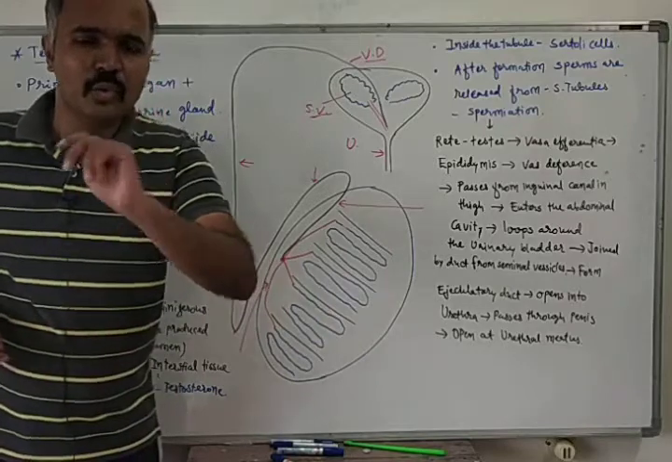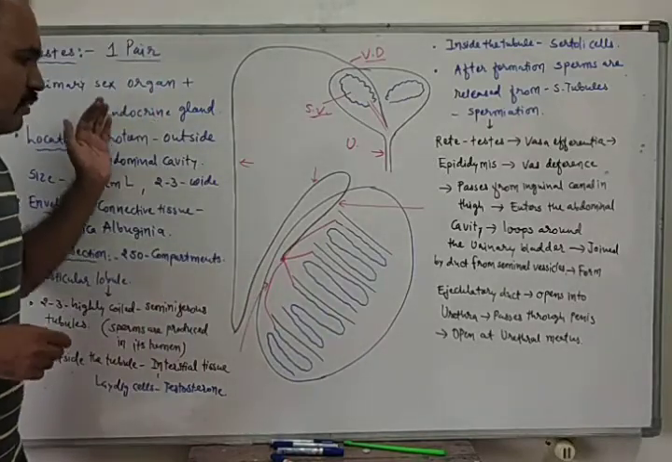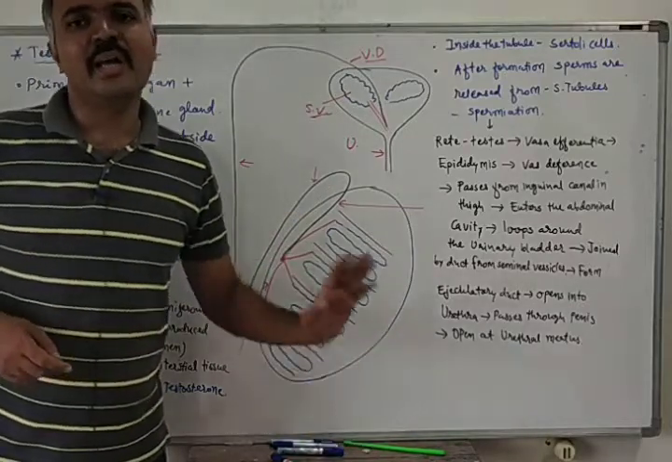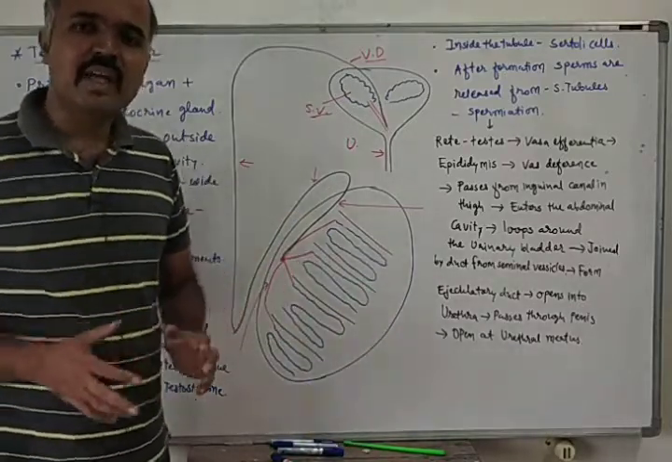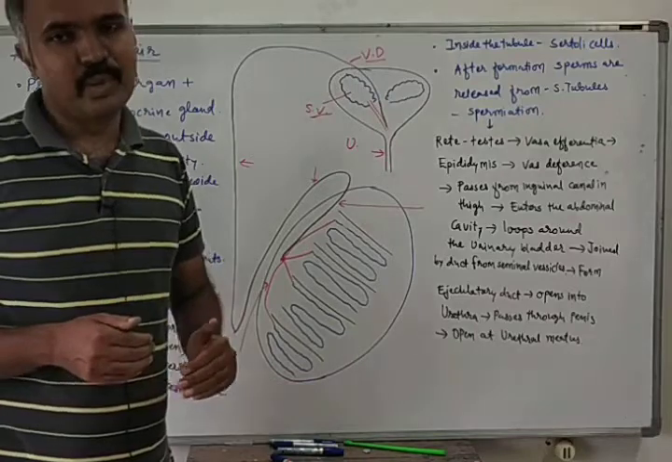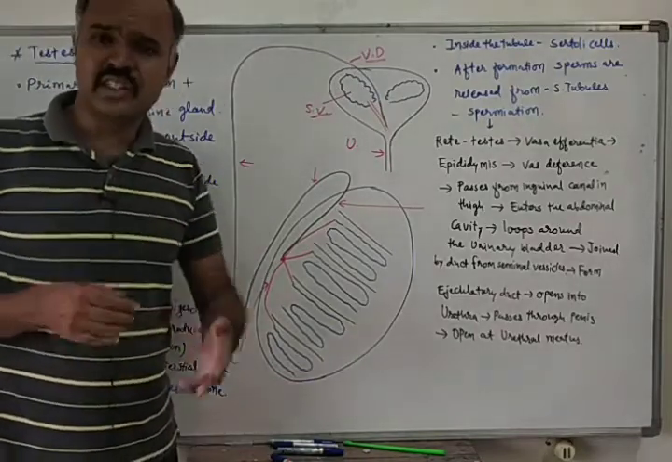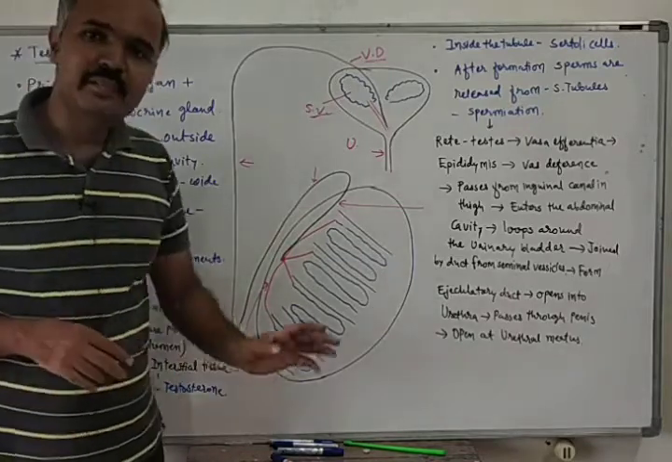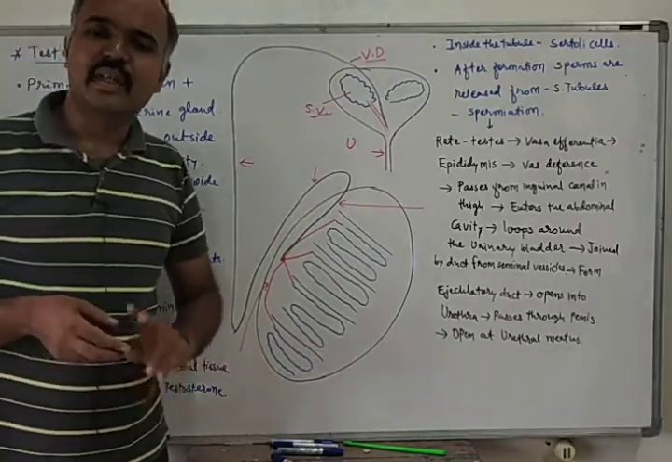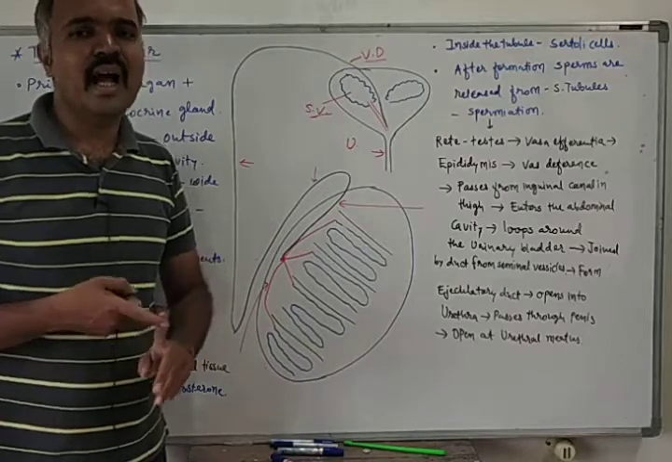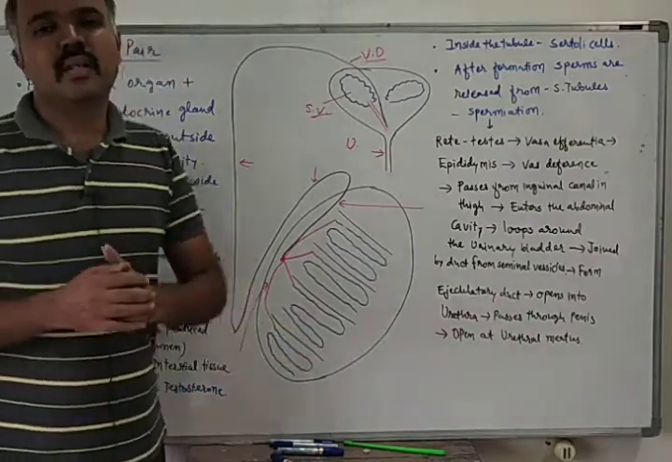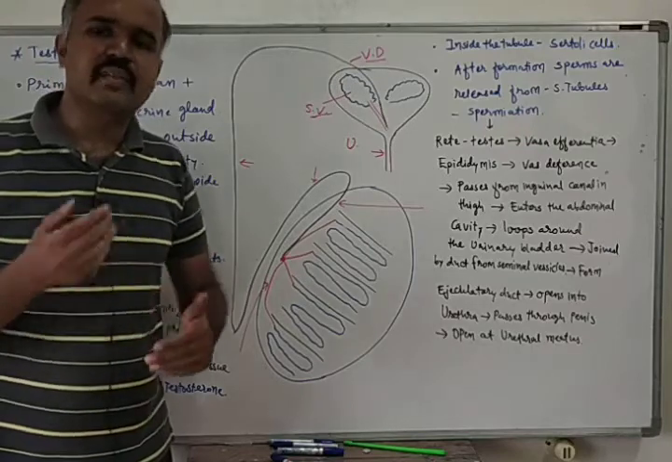So we have covered two topics in this video. We have talked about the testes and we have talked about the accessory ducts of the male reproductive system. We are remaining with the accessory glands of the male reproductive system and the external genitalia, but we will cover them in the next video. Today I am stopping here.